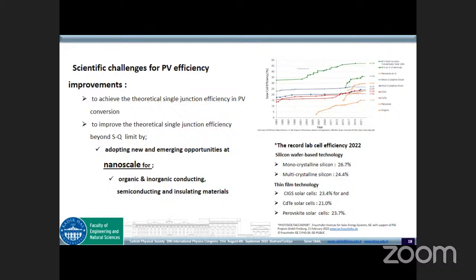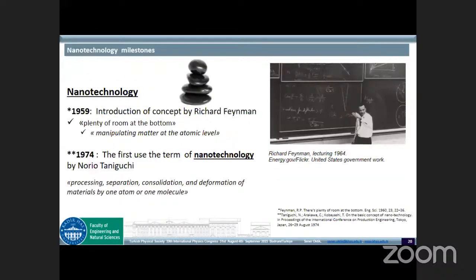We have to really apply those concepts we have been discussing in nanotechnology for organic and inorganic materials, to really use the quantum mechanics effects. When you say nanotechnology, you always have to start with Feynman. He was the first guy saying that there is plenty of room at the bottom. You have to go down a little bit further.